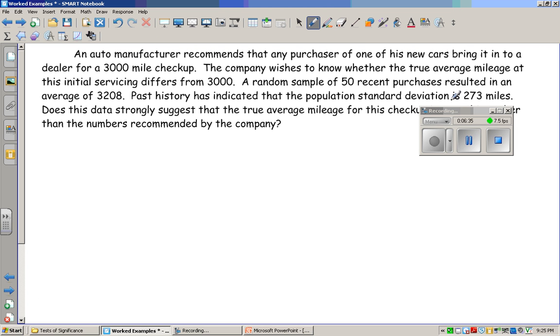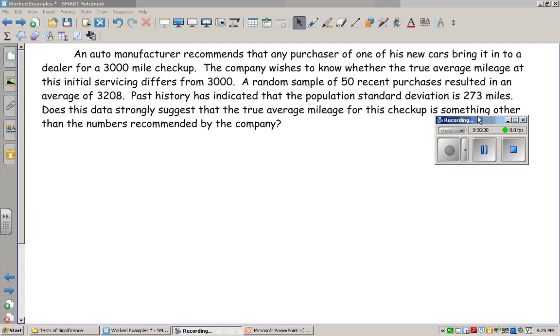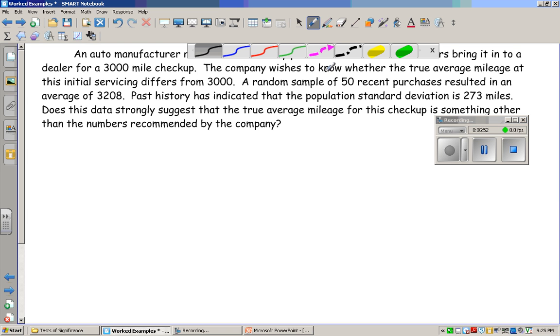So here's our next example. An auto manufacturer recommends that any purchase of one of his new cars brings it in to the dealer for a 3,000-mile checkup. The company wants to know whether the true mileage at this initial servicing differs from 3,000. A random sample of 50 recent purchases resulted in an average of 3208. Past history has indicated the population standard deviation is 273 miles. Does this data strongly suggest that the true average mileage for this checkup is something other, there's a key phrase there, something other than the number recommended by the company?